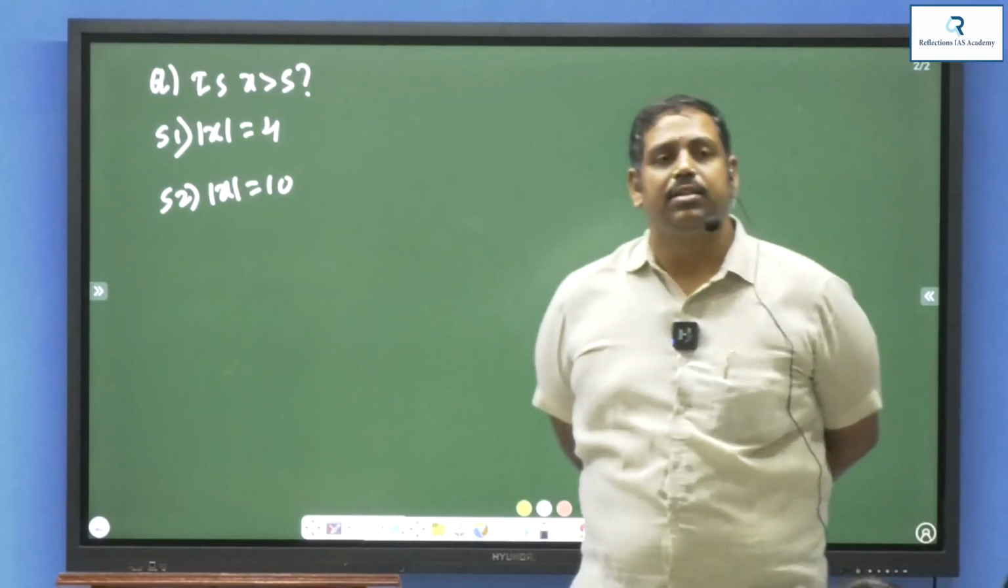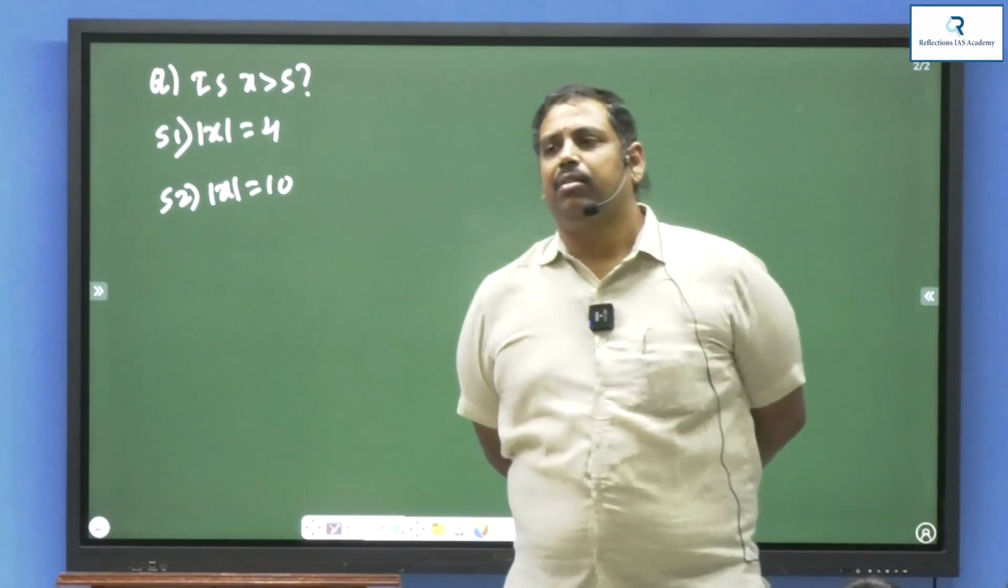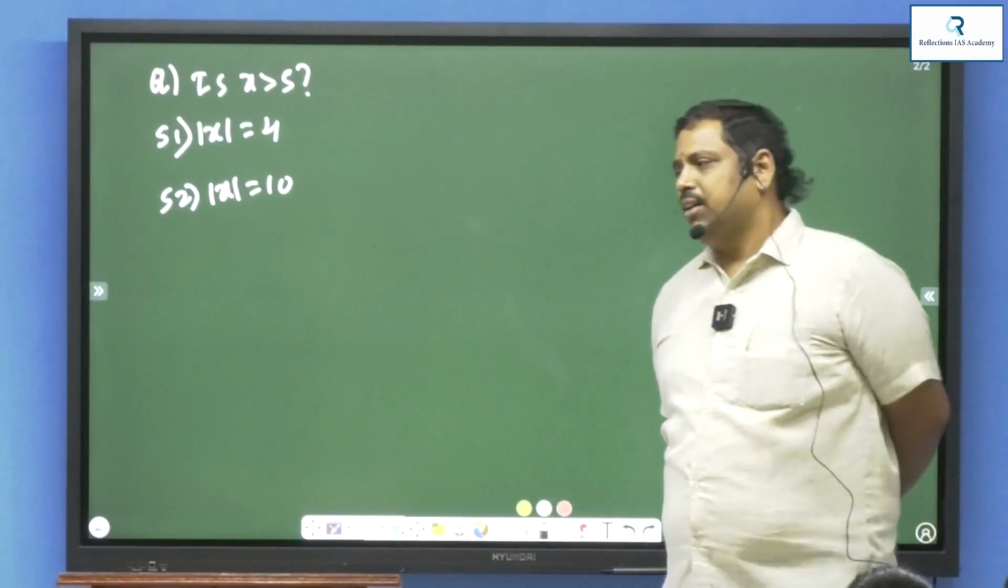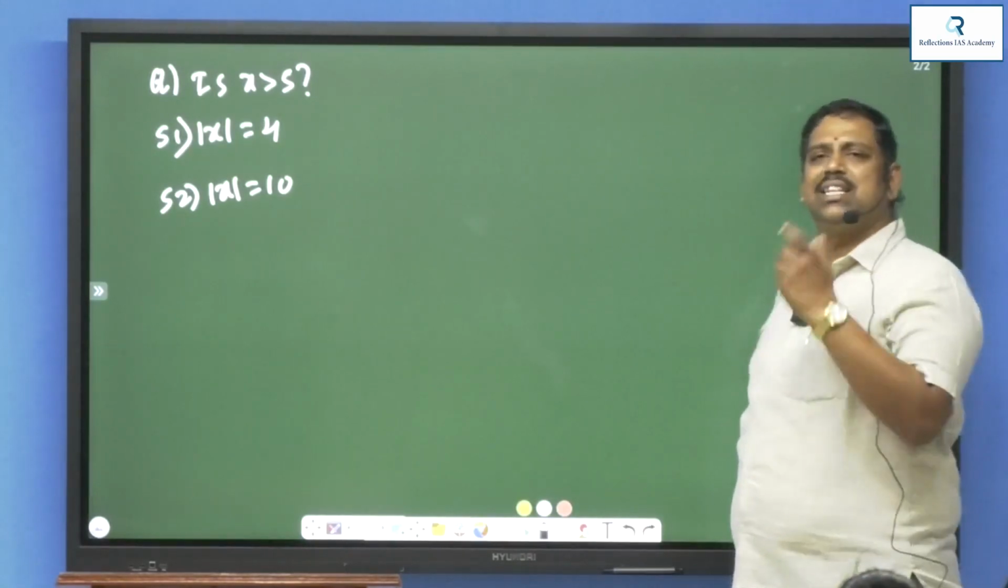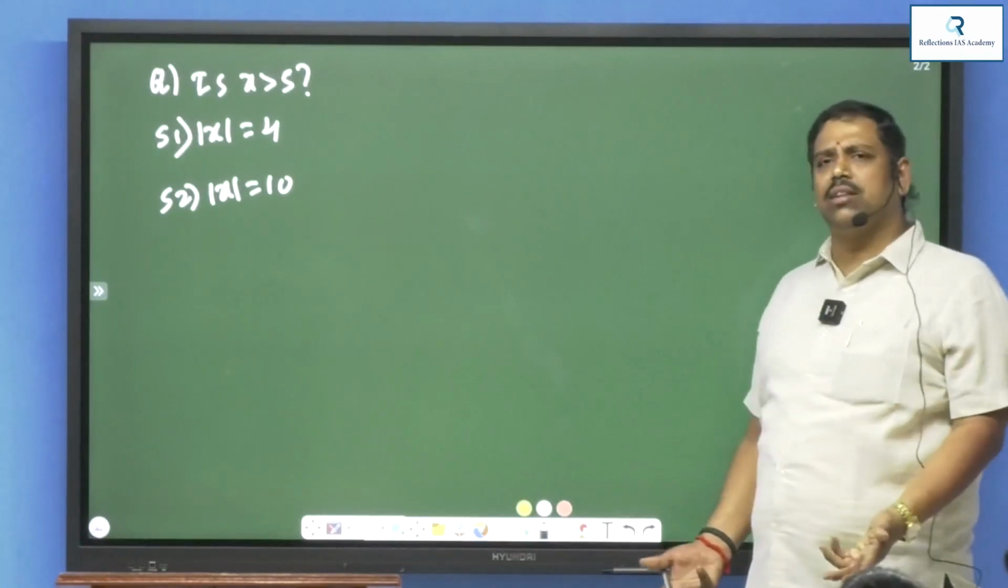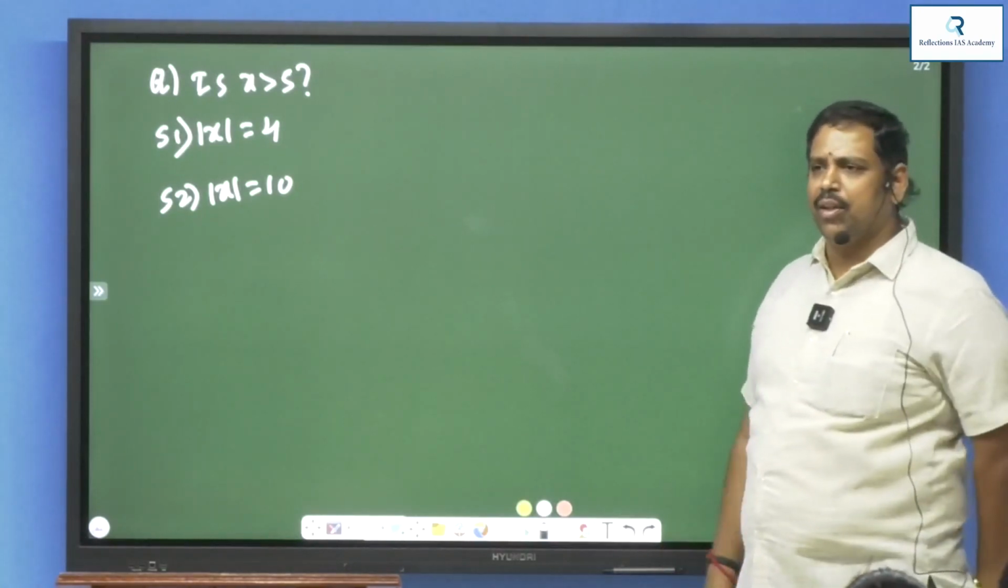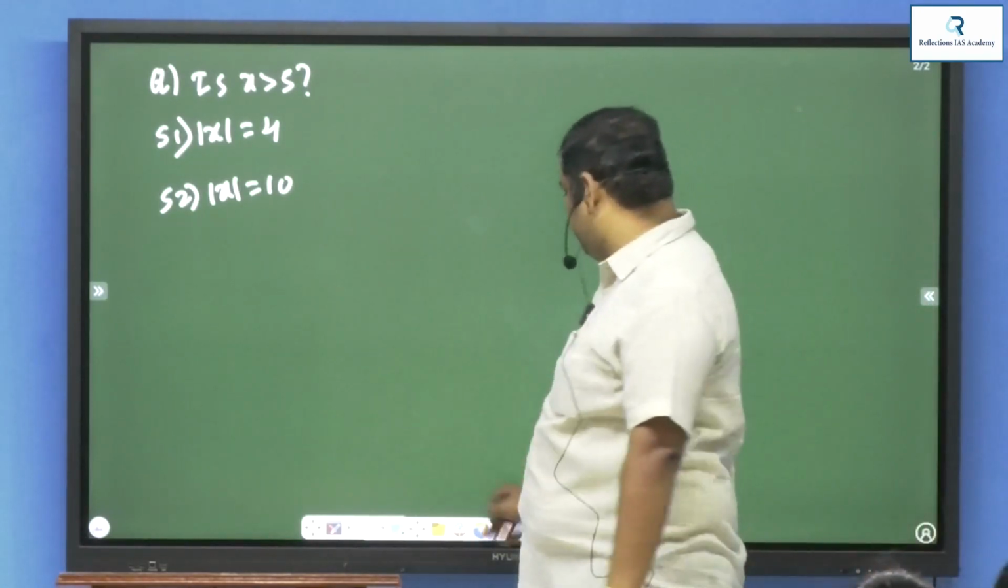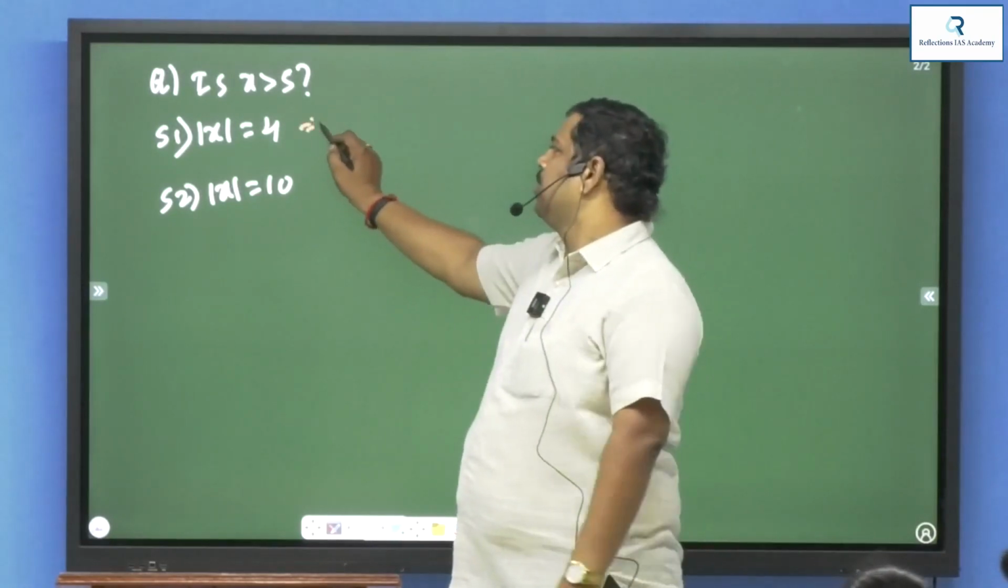Sorry? C for Chennai. Very sad, very sad. For the previous question, at least some students gave the right answer. I was a bit happy. For this, nobody gave the right answer. Very unhappy. Okay, mod x is equal to 4 means what's the value of x here?